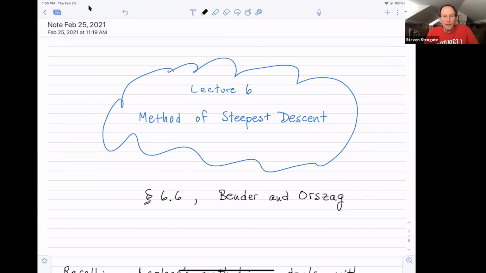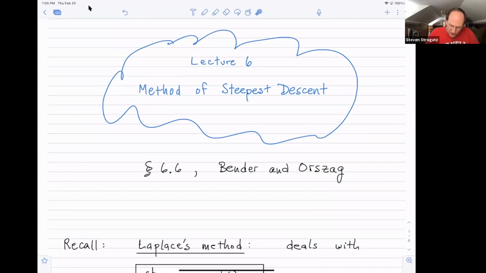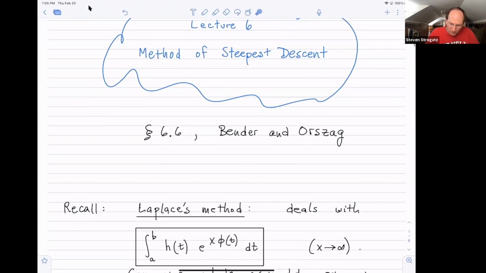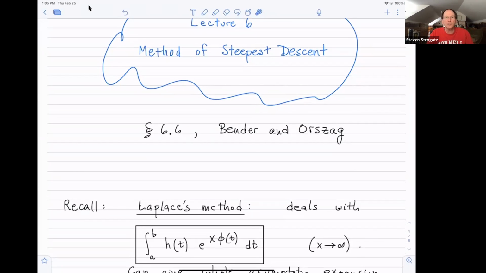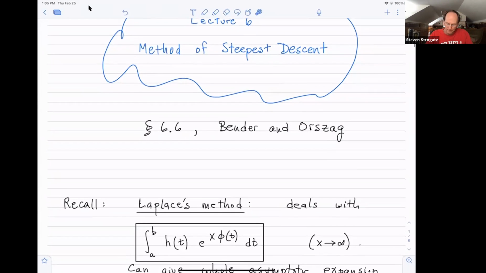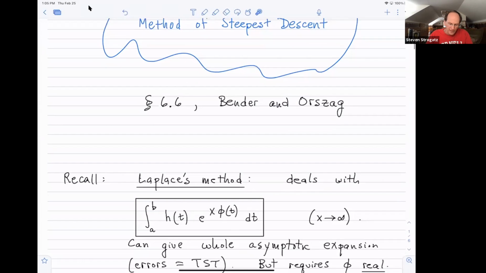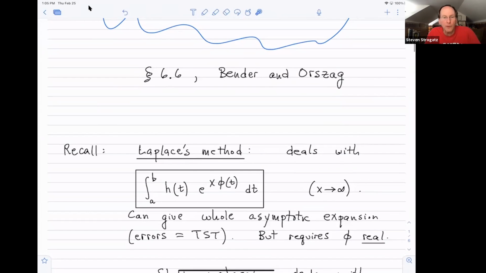Okay, so here we are, method of steepest descent. If you do want to read about it in Bender and Orszag, that would be section 6.6 of their book. And so let me set this up by trying to explain what I'm talking about, where I say that it's related to Laplace's method and stationary phase. So first, just a quick reminder from Laplace's method, that was two lectures ago.